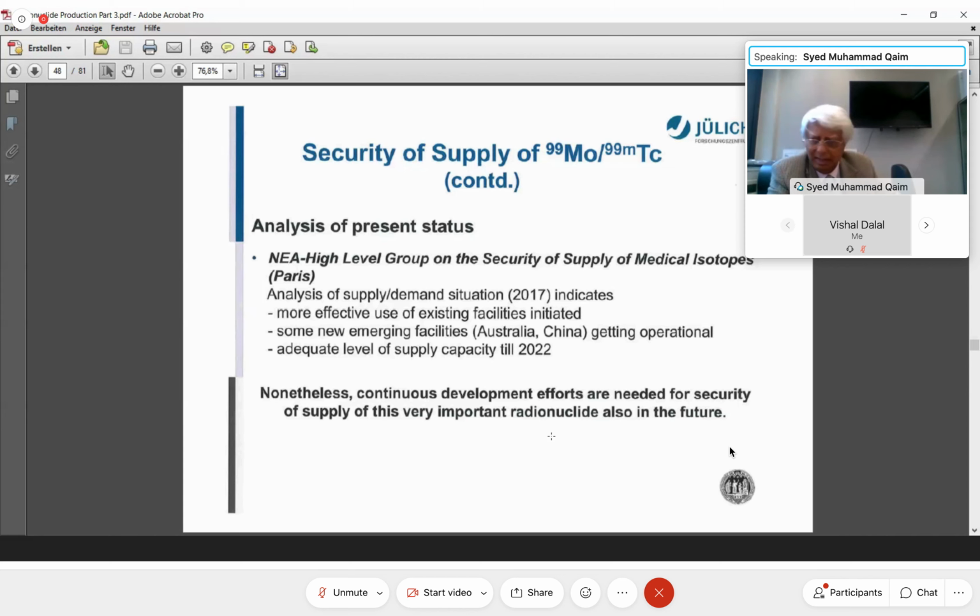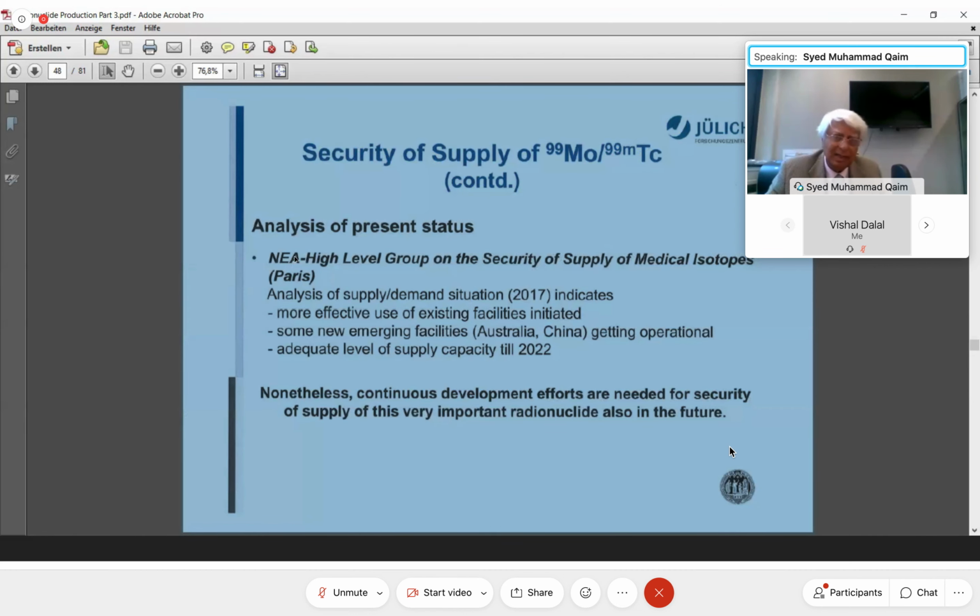They have made a high-level research group, the NEA, the Nuclear Energy Agency. The Nuclear Energy Agency is part of the OECD, and they have made a high-level group of experts which is looking at the supply of medical isotopes. So they are analyzing everything which is available, no matter how small the amount, they are registering it and reporting it.